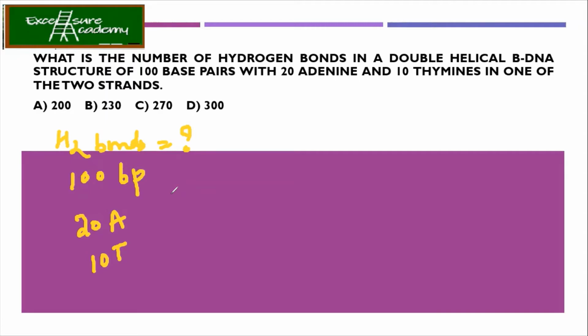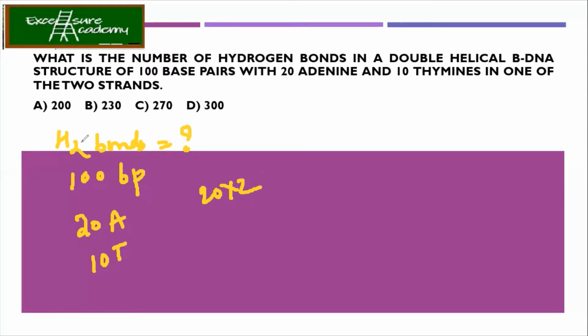Yes, Pallavi, any idea? We have to do 20 into 2. Okay, 20 into 2. But here adenine and thymine are not the same. They should be equal. So what should be done? Read the question properly. What is the question over here?